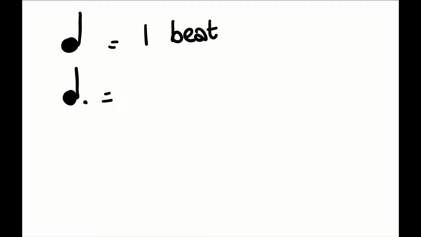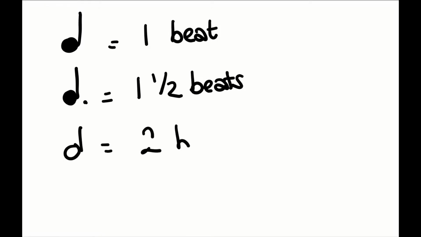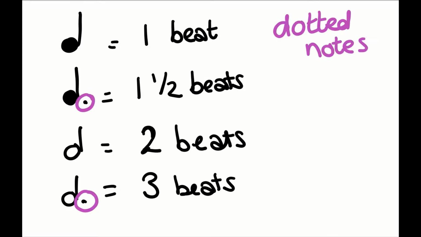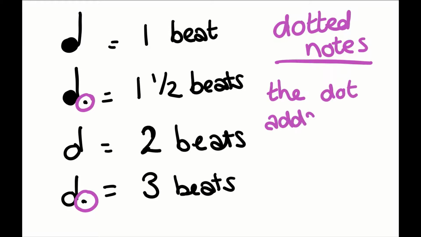Okay, we're now going to be looking at dotted notes. So a crotchet is worth 1 beat and a dotted crotchet is worth 1.5 beats. A minim is worth 2 beats and a dotted minim is worth 3 beats. So the dot adds half of the original value.